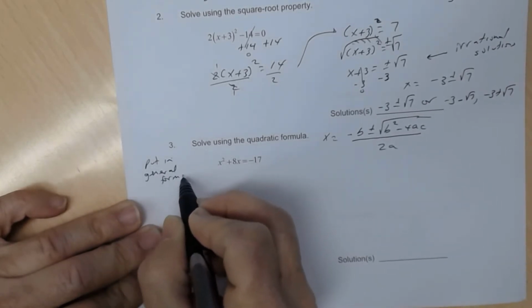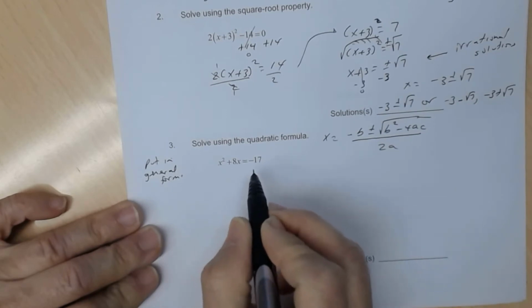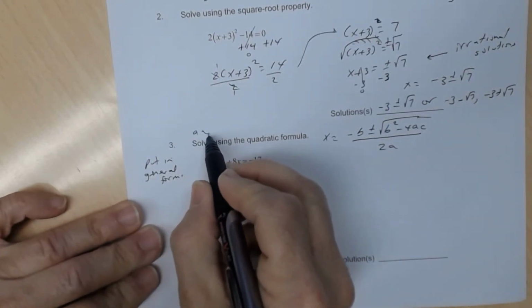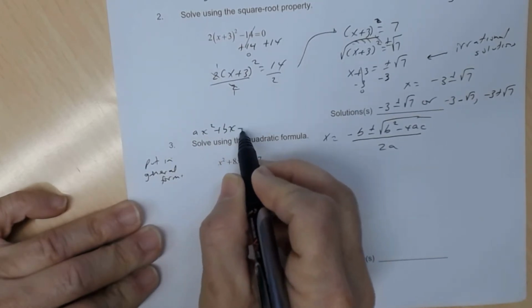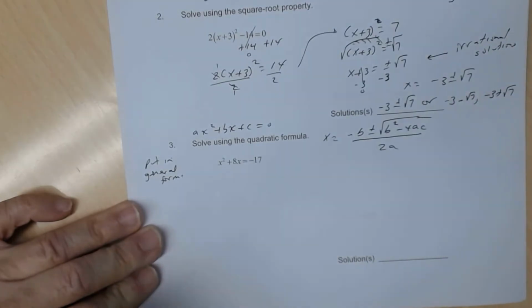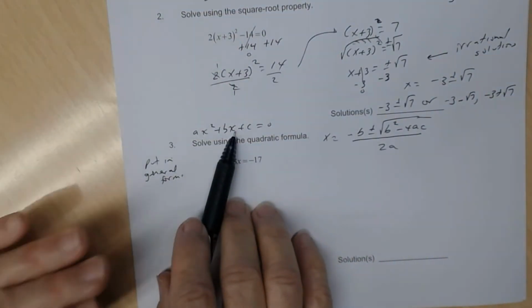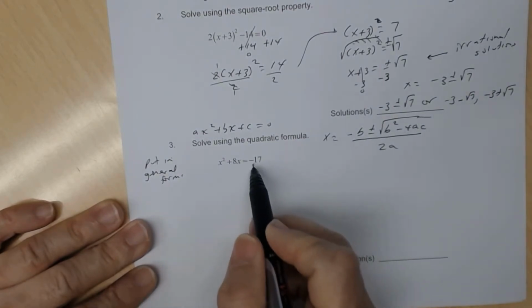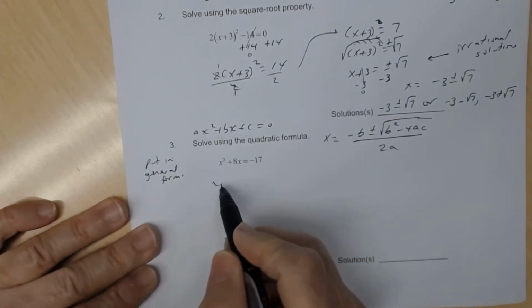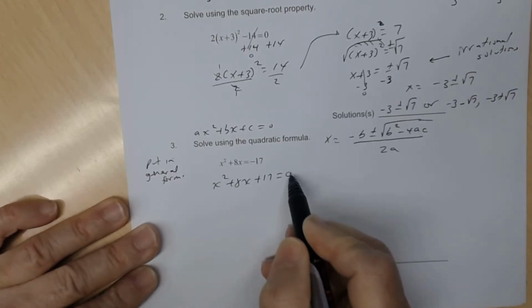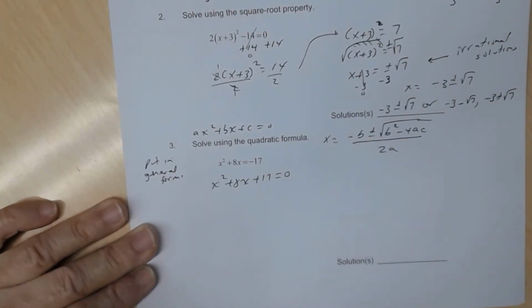Now some textbooks will use the phrase standard form. So basically all you're doing is writing in the form ax squared plus bx plus c equals 0. So that's the form of a quadratic equation. This is in general form or standard form. Okay, now, to do that, I'm going to have to add 17 to both sides. I'm going to get x squared plus 8x plus 17 equal 0.